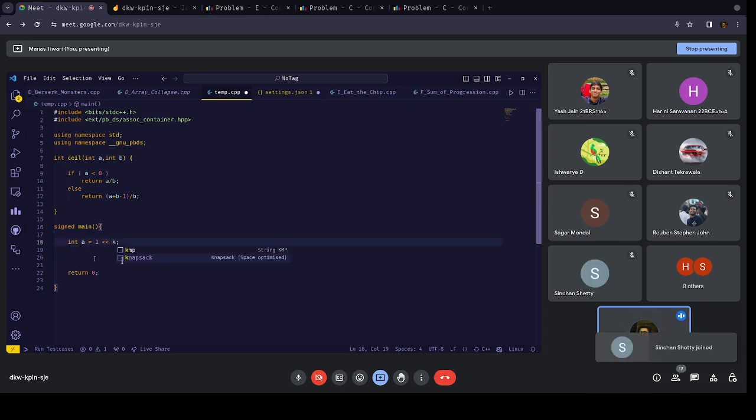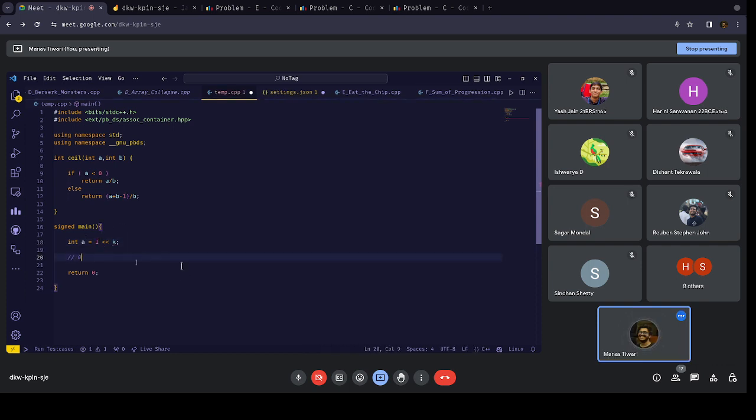So 1 left shift k means, say, the binary representation of 1. What is the binary representation of 1? Say I'm just writing 8 bits, so it's this, right? So 1 left shift 2 means this 1 will be removed and it will come here, right? And as you can see, every time you shift one space, the whole thing gets multiplied by 2, right? So writing a is equal to some number, then a is equal to a left shift 1 is similar to writing a is equal to a into 2, right?